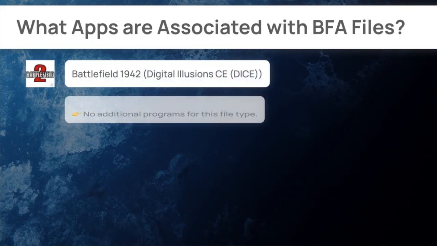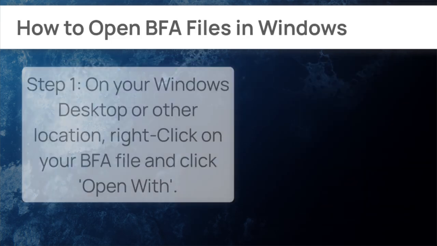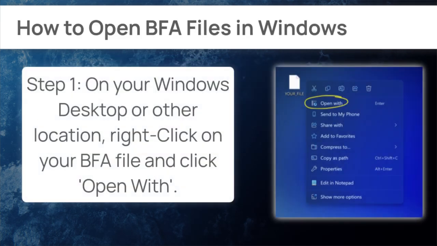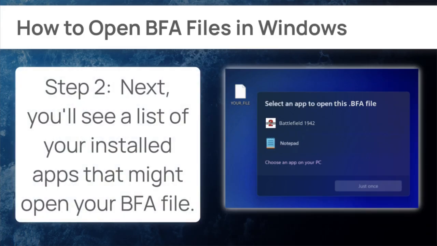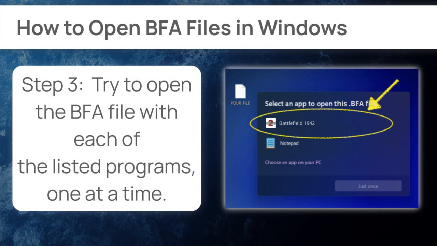Battlefield 1942 from Digital Illusion CE, DICE, should be your first choice when attempting to open BFA. Windows cannot fully extract this archive type, requiring dedicated extraction software. Windows cannot parse game-specific formats, so handling these files requires engine tools. To force access, right-click your BFA file and select Open With. If Battlefield 1942 is an option, test it. If it's not available, choose another program. We are trying to find the specific compatibility bridge.